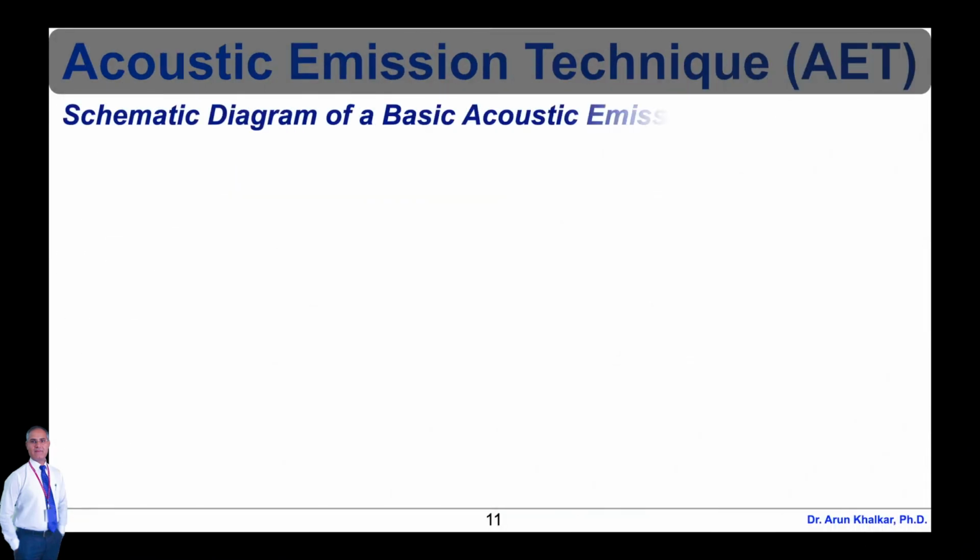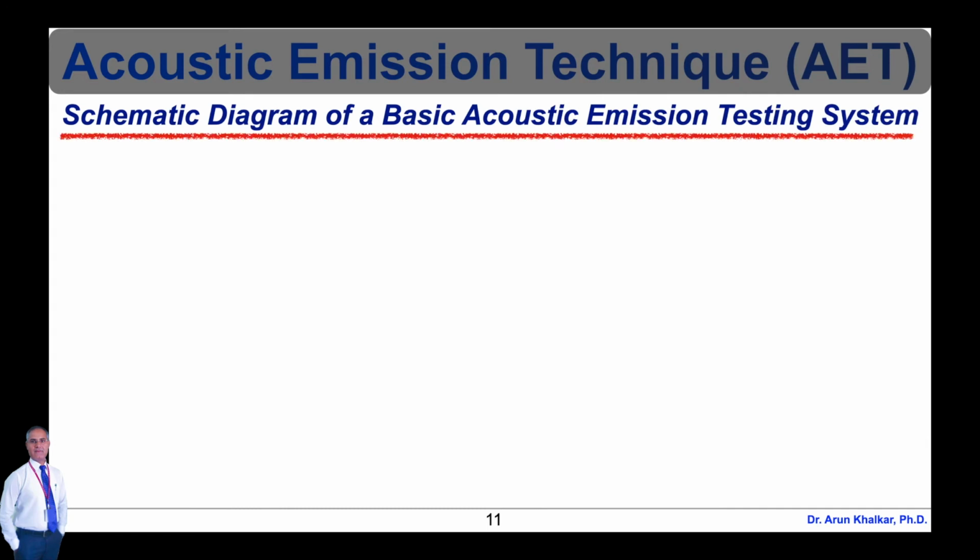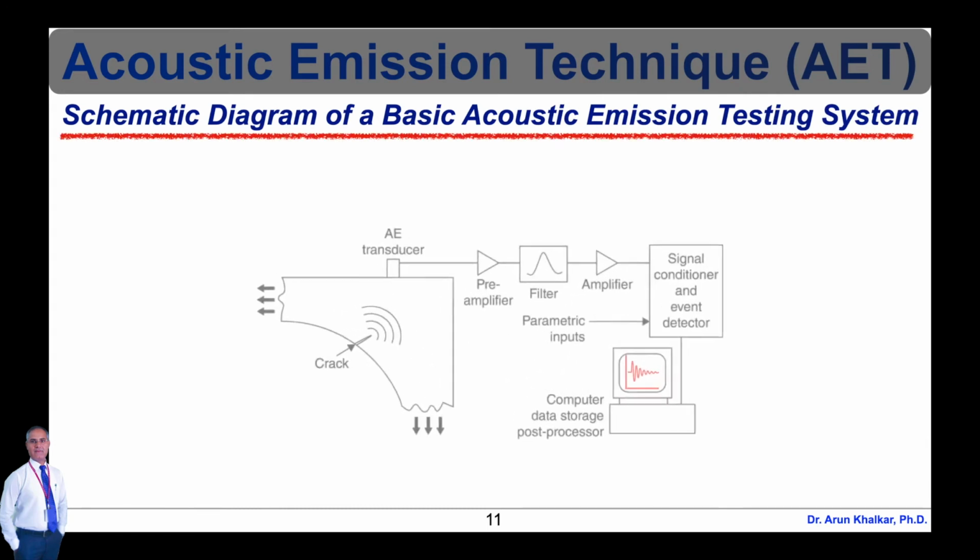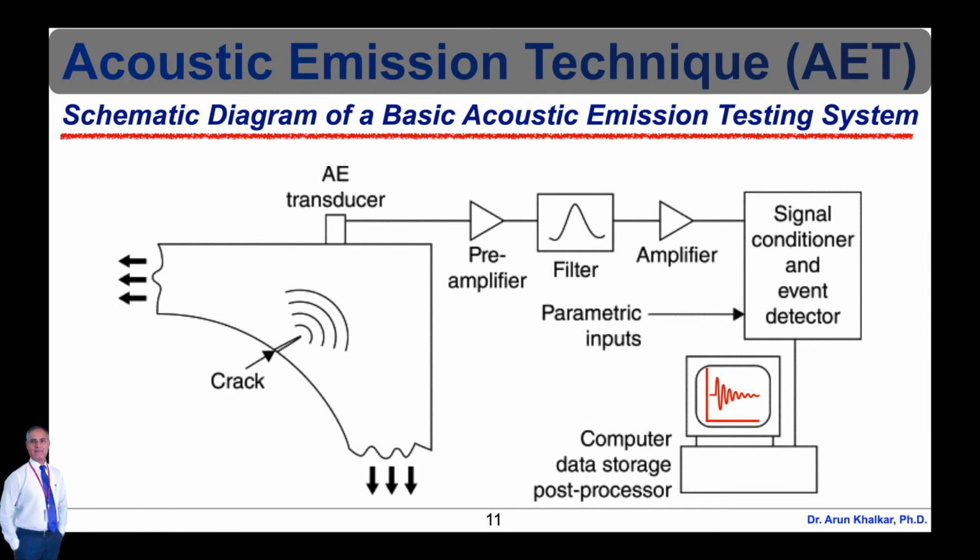A schematic diagram of a basic acoustic emission testing system is shown in this diagram. Ideally, the AE signal that reaches the mainframe will be free of background noise and electromagnetic interference. Unfortunately, this is not realistic. However, sensors and preamplifiers are designed to help eliminate unwanted signals.